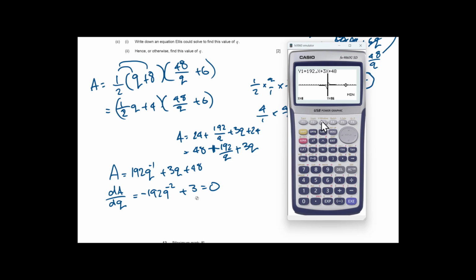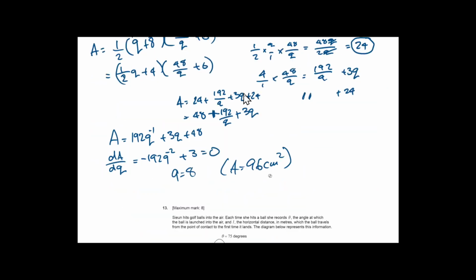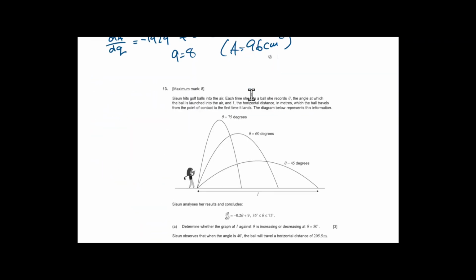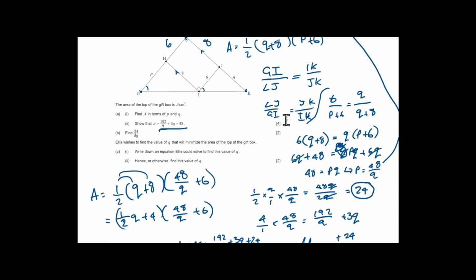G-Solve, minimum. Okay, x, in other words Q, and y is 96. So Q is going to be 8. That's our answer, and the area is going to be 96. Whatever it was, centimeters squared. Yeah, centimeters. Okay, that's that one done. That was quite involved actually. It was quite a good question.